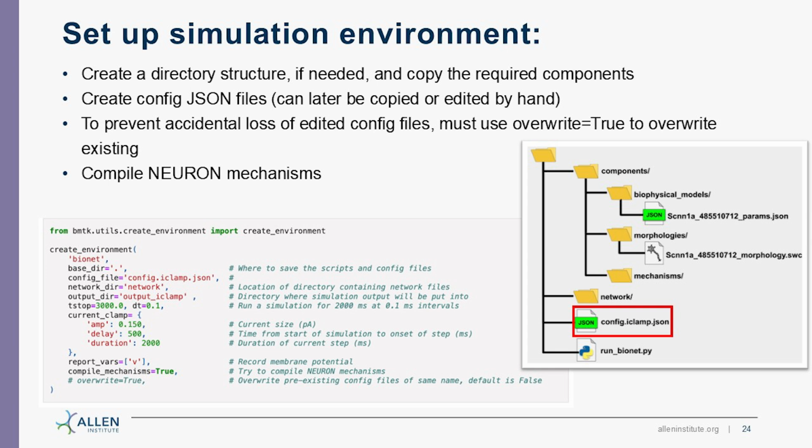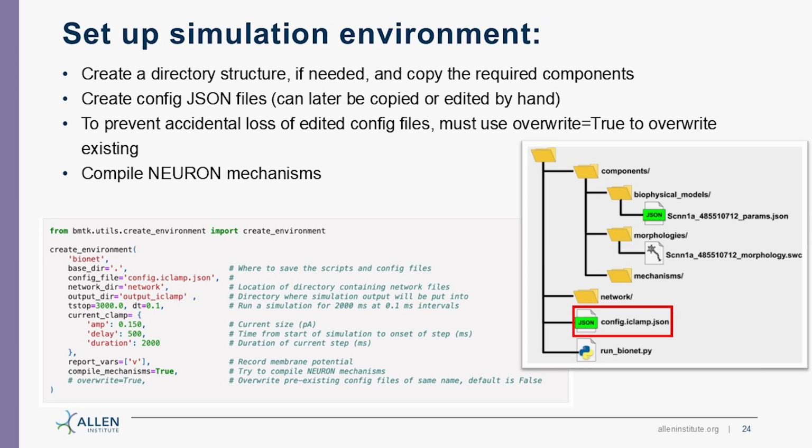When you run this create environment, you can put a path to the components folders, and you also name the configuration file that you want to create for the information of the network, where your network should be stored, the output directory of your network, the simulation length, as well as the discretization of your simulation. In this case, we're creating a current clamp, so you can specify here the amplitude of your current, the delay, and the duration of that stimulus. I will show in the next slide what the final configuration looks like after you run this command.